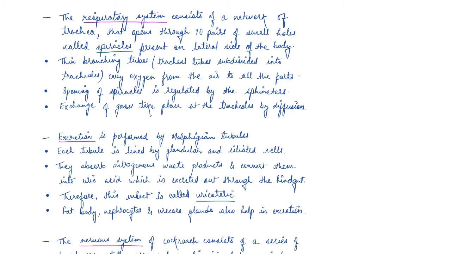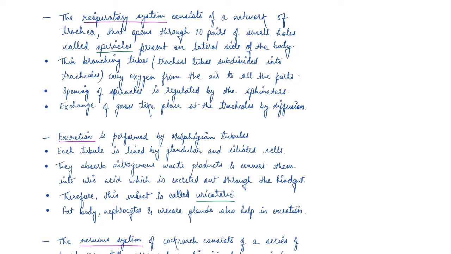These branching tubes carry oxygen from air to all parts of the body. And opening of these spiracles is regulated by some sphincters, right? So the exchange of gases takes place at the tracheoles by diffusion, right? So this is the respiratory system.